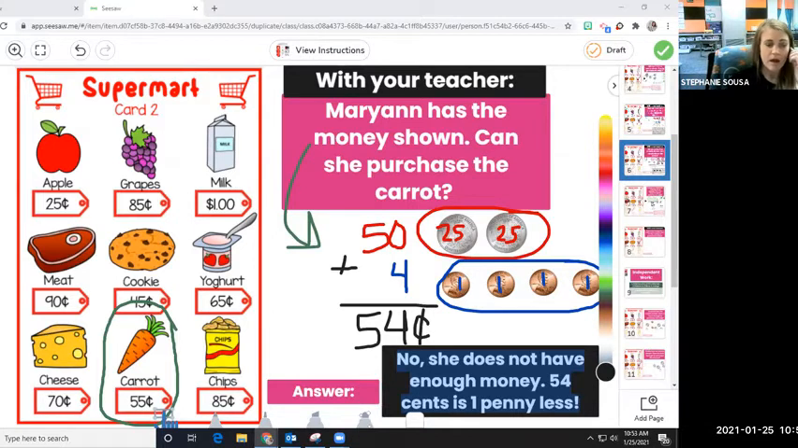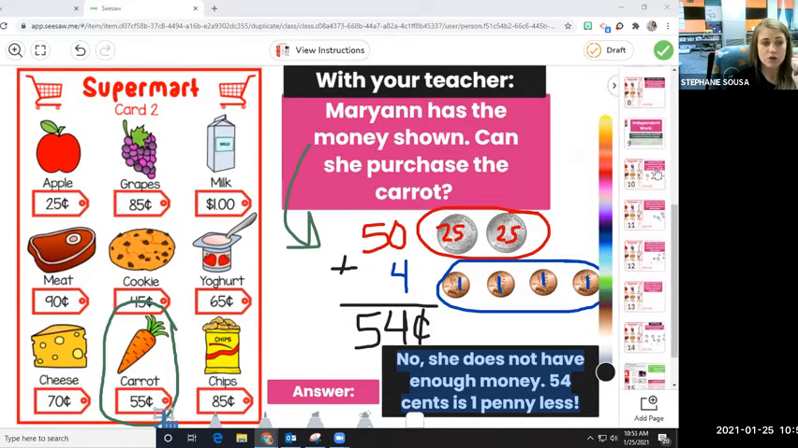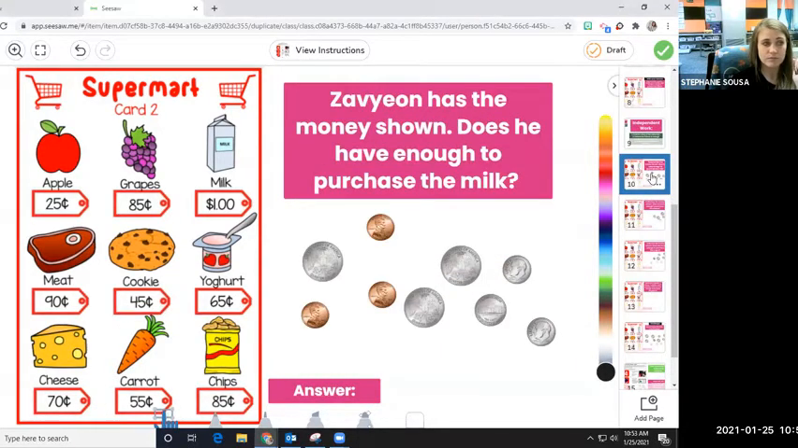Okay. I am going to send you into some breakout rooms to work on a few of these slides together. The slides are not in order, so please do not jump ahead and begin working. Slide 7 is a video of a different way that we're going to solve this. Right now, I want you to get some practice solving these together, okay? So go ahead and go down to slide 10. This is about Xavion. Okay, on slide 10, Xavion has this money shown. You're going to see if he can purchase the milk.